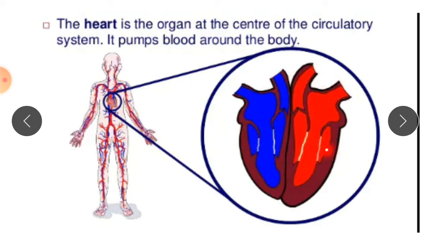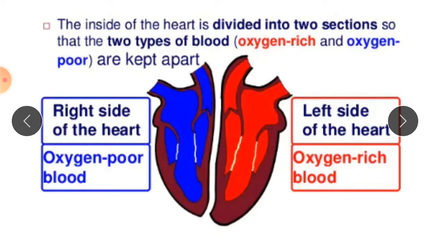Students, this is the diagram of the heart. The heart is the organ at the center of the circulatory system. It pumps blood around the body. The inside of the heart is divided into two sections so that the two types of blood, oxygen rich and oxygen poor, are kept apart.